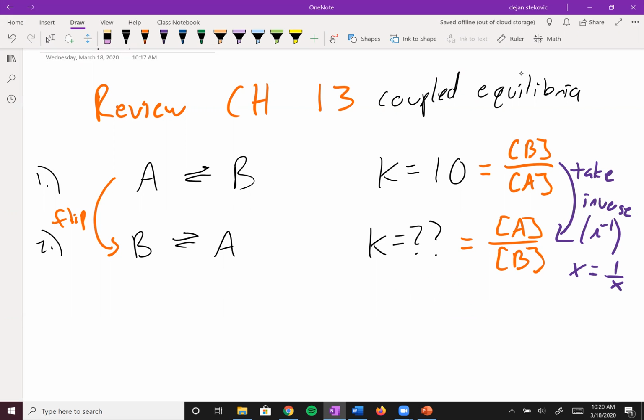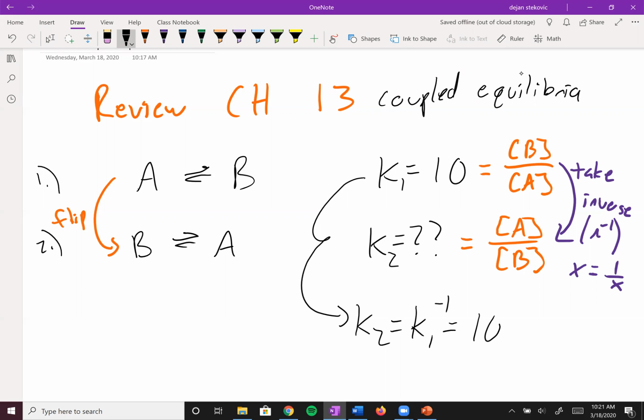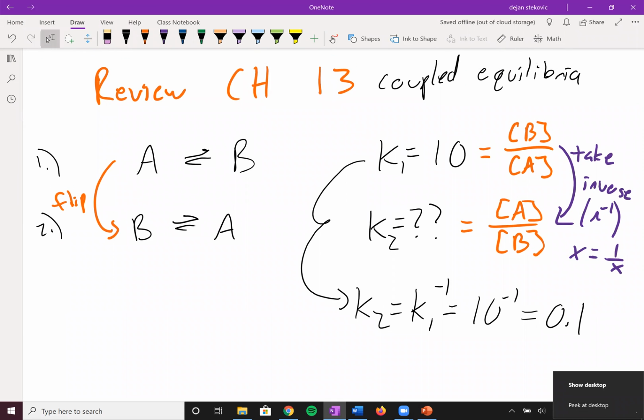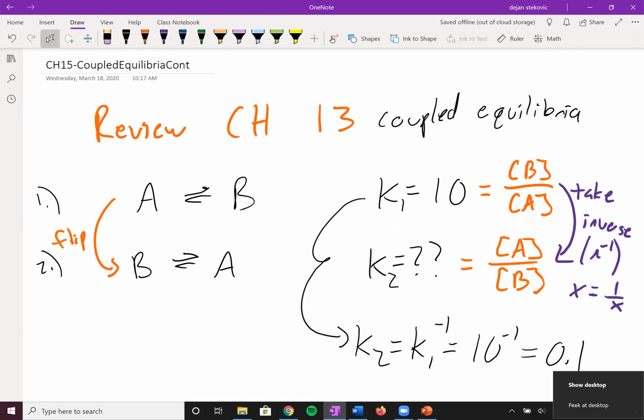So if you know that this K's value right here is 10, then what we can do here is flip this K. We'll call this K1, we'll call this K2. So we can say K2 is equal to K1 to the -1, which is equal to 10 to the -1, which is equal to 0.1. So again, that's what these coupled equilibria are all about. Taking something that you know and figuring out something that you don't know. So there's an example of flipping the equation.